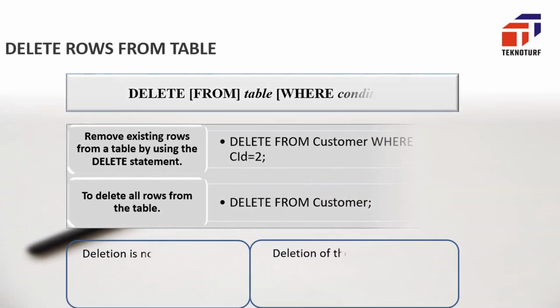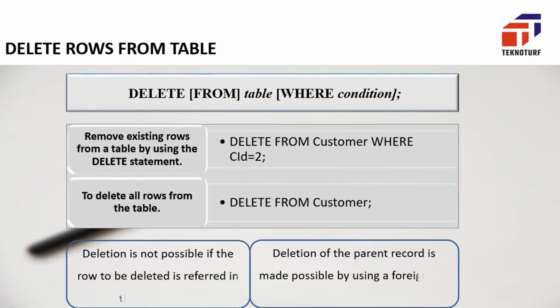To delete records in the table we use the delete statement. By default, the delete statement removes all the existing records from a table. A where clause is used to limit the deleted records. Here is an example of the delete statement deleting a specific row and all rows from the table. Deletion is not possible if the row to be deleted is referred to in the child table. Deletion of the parent record is made possible by using a foreign key reference option.